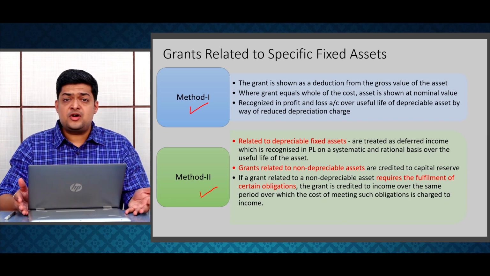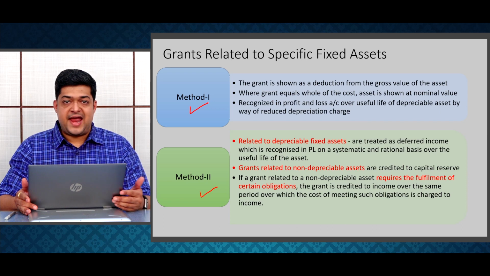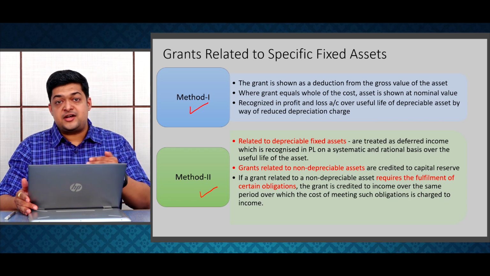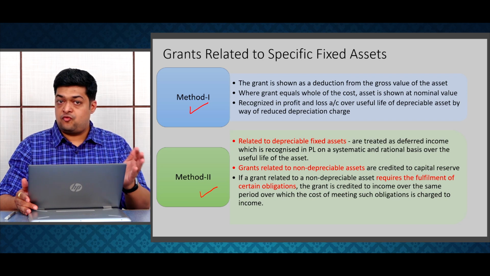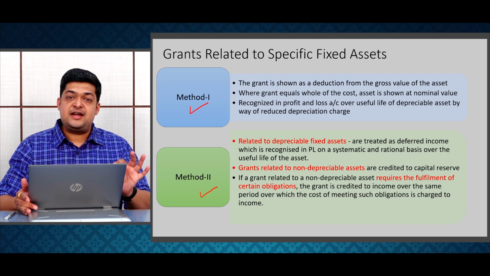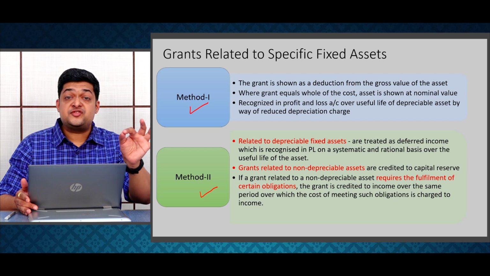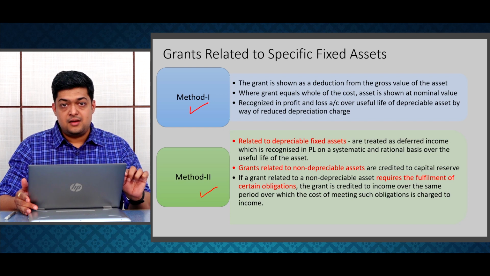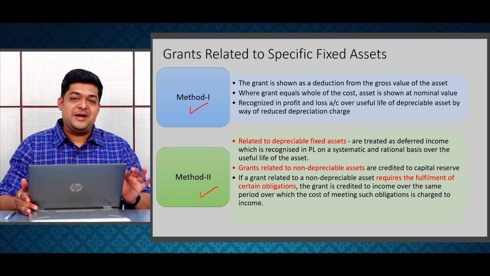The grant may also relate to a non-depreciable asset, for example land. Since there is no question of depreciation charge in future, there is no question of income that gets credited also in future. So what we do is, we straightway take this grant to capital reserve, which will not get subsequently transferred to the profit and loss account. We will simply transfer. So the entry we will make for that grant, in this case a non-depreciable asset, would be bank account debit to capital reserve account.